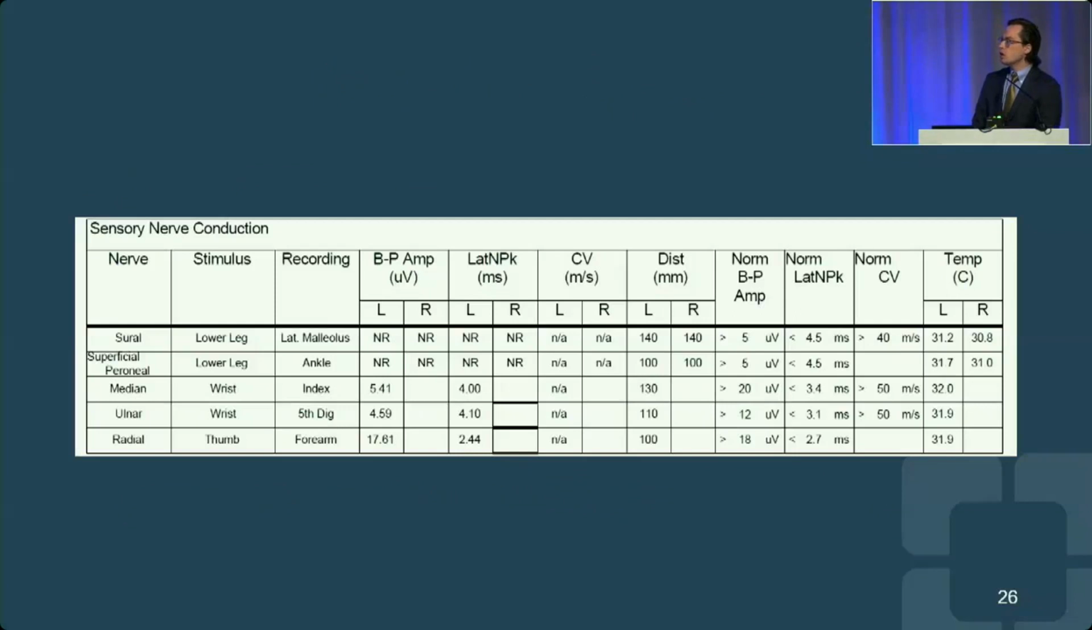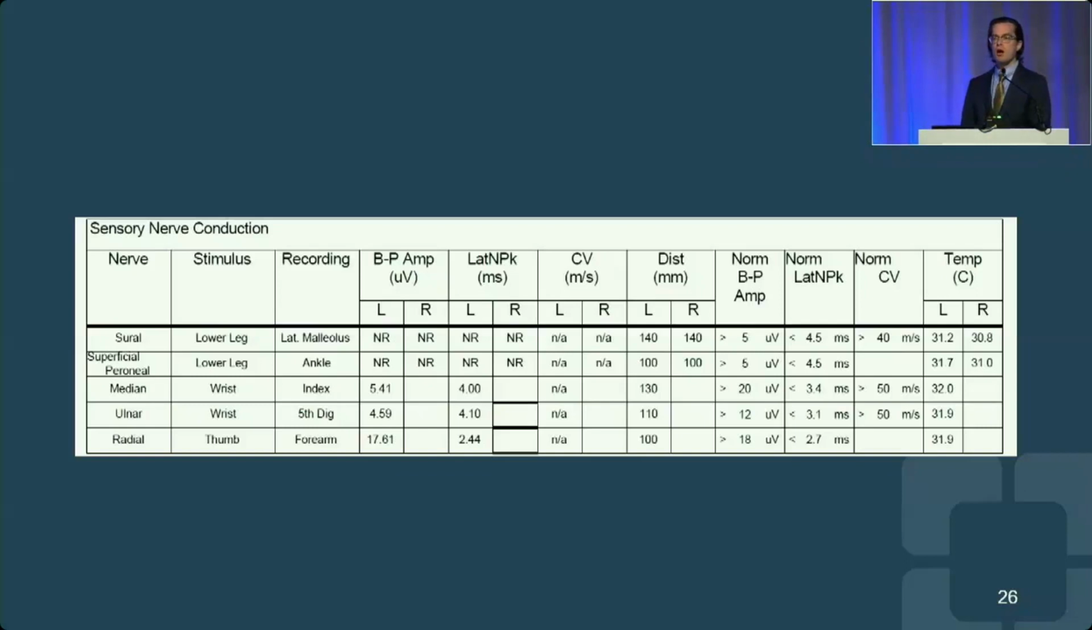So when we repeated an EMG, here's what we found. Sensory responses with the sural and superficial peroneal were absent in the lower extremity. If you look at the median and ulnar sensory responses, these are low in amplitude, and the latency is mildly prolonged. But again, this isn't in a demyelinating range. This might just be a product of severe axon loss and dropout of the fastest conducting fibers. The radial sensory response is relatively normal, kind of at the border.